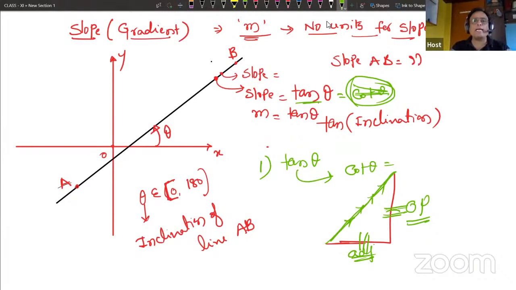Once again, the slope of a line cannot be defined without inclination. So before discussing the slope, we discussed inclination. If a line has inclination theta, then the slope of that line is simply tan of that inclination. Suppose it is 30 degrees, tan 30 is 1 by root 3, no units. If the inclination is 45 degrees, tan 45 is simply 1. If it is 60 degrees, tan 60 is root 3, so the slope of the line is root 3.